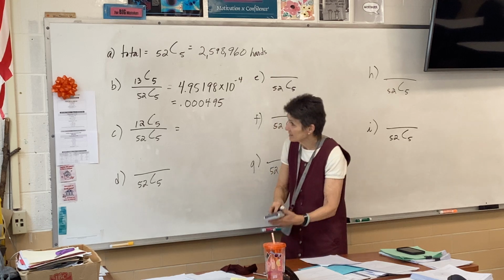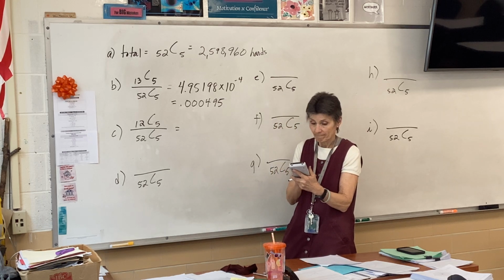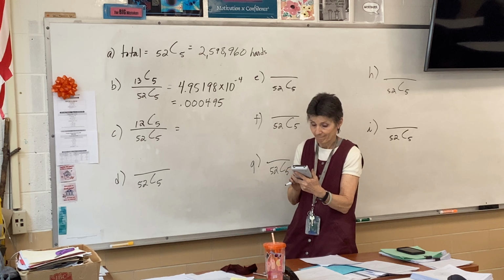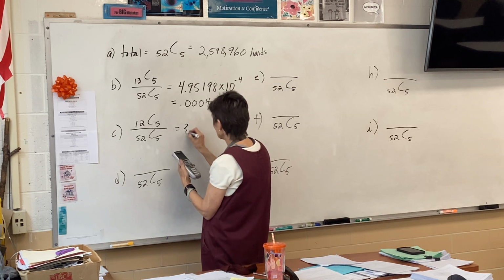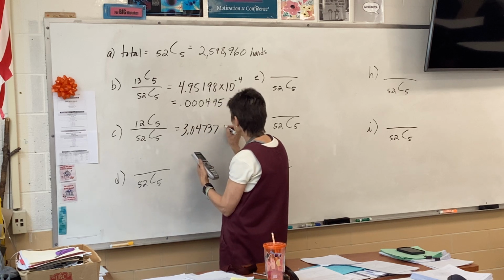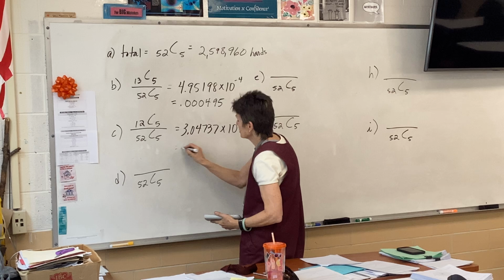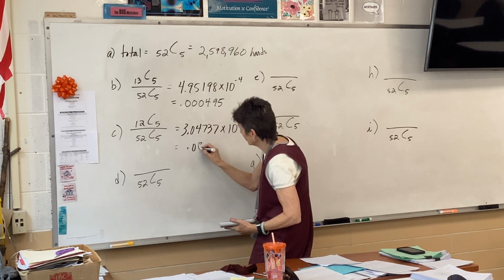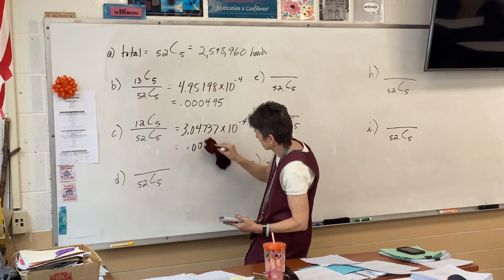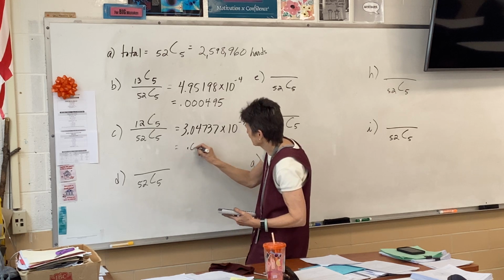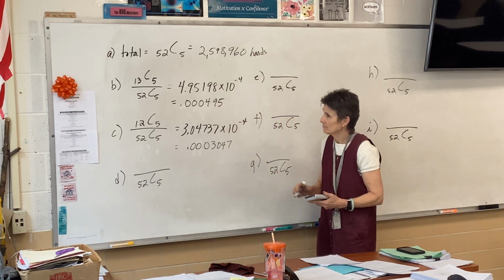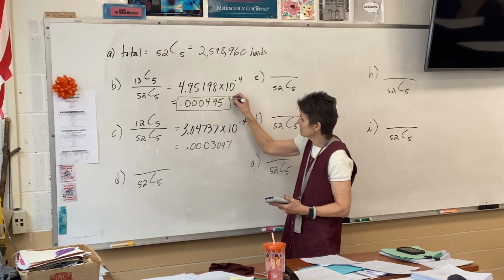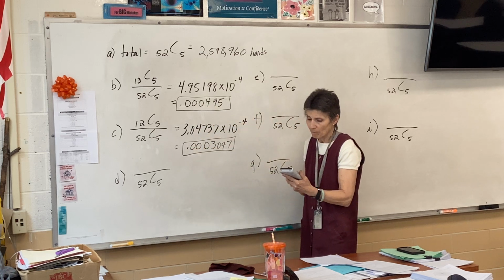Okay, so I'll type this in. I get an even smaller number, 3.04737 times 10 to the negative fourth. So that's 0.000304737. Very small numbers, very small probabilities.